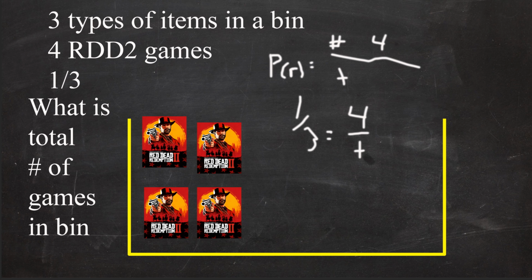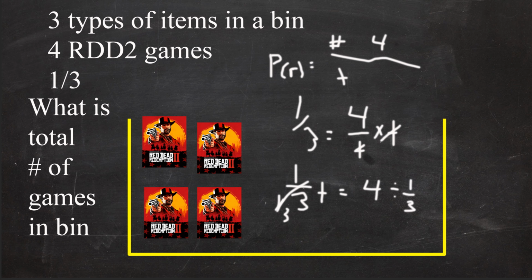Keep it as T. Now, you have to be able to use algebra to solve for the total. In order to get T by itself, we're going to multiply each side by T, and that will cancel this out. And 1/3 times T is 1/3 T equals 4. Now, to solve for T, we need to divide each side by 1/3, and that cancels out. Now 4 divided by 1/3 is equal to what?